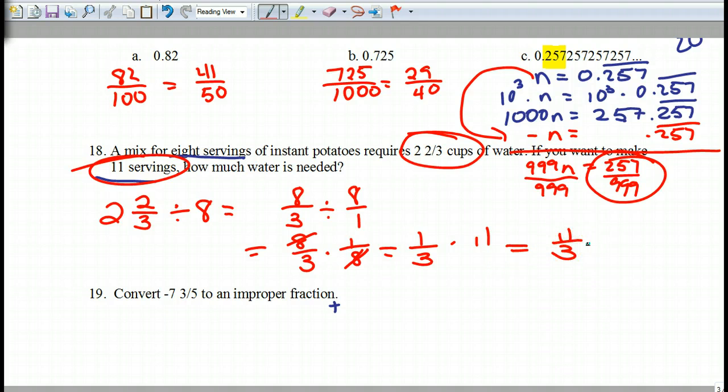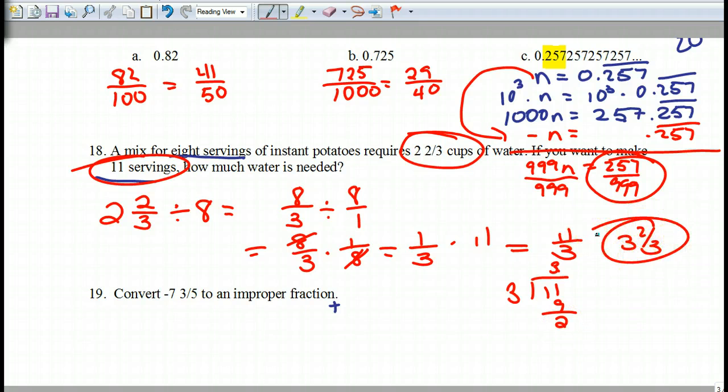And then once you have that, you can make that into a mixed fraction. 3 goes into 11 how many times? 3. 3 times 3 is 9. You have 2 remaining. So it'll be 3 and 2/3. You can just multiply 11 eighths. Yeah, you can do that and reduce it, right? So it'll be 88. But if you pre-reduce it, it makes it a little easier.